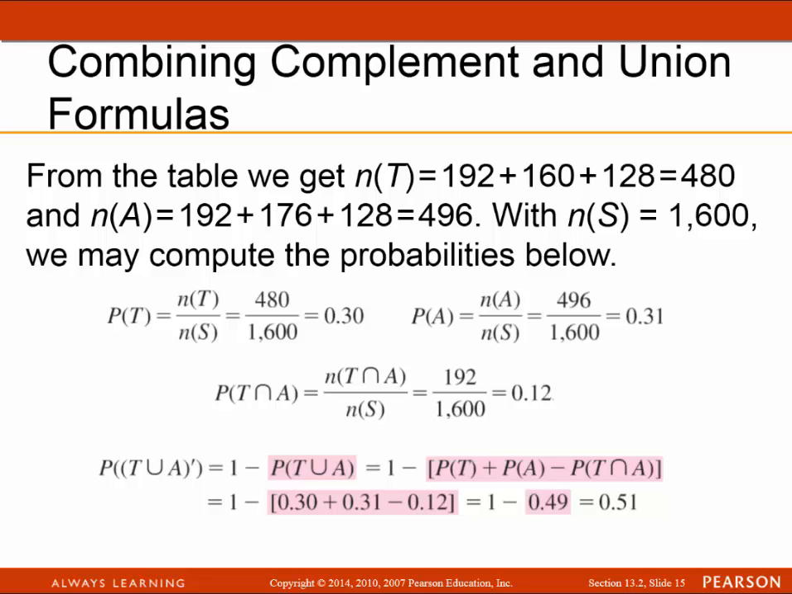So P of T is equal to N of T divided by N of S, which is 0.3. So that's P of T. Now, P of A is N of A divided by N of S, which is 0.31. Now, P of T and A is N of T and A divided by N of S, which is 192 over 1600, which is 0.12. So now, the probability of T or A prime is 1 minus the probability of T or A, which is equal to 1 minus the formula, so P of T plus P of A minus P of T and A, and when we work out all the values, we get 0.51.